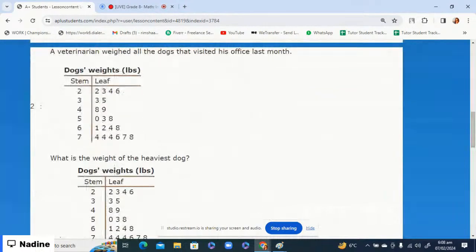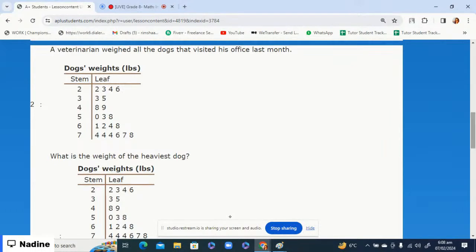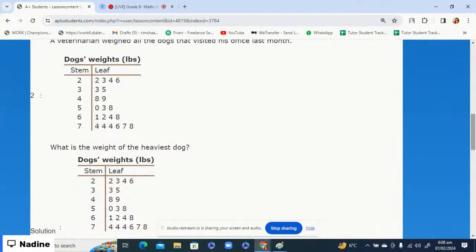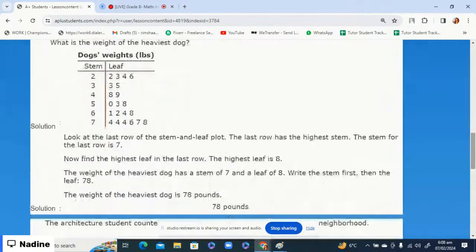In the second question, they are saying that a veterinarian weighed all the dogs that visited his office last month. The dogs' weights are given, the stems are given, and the leaves are given. So what is the weight of the heaviest dog? You guys tell me. First of all, tell me the weight of the heaviest dog. The smallest weight is 22, and the greatest weight is, as we know, the last stem is 7 and the last leaf digit is 8, and combined we write it as 78. So the heaviest weight of the dog is 78 pounds.